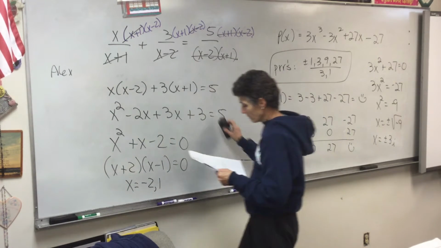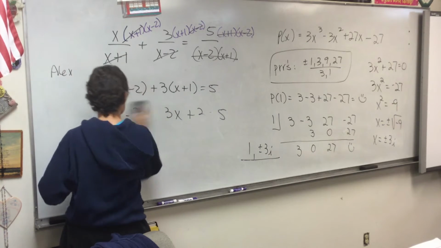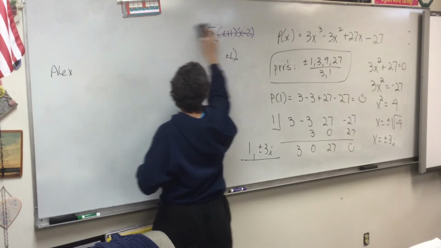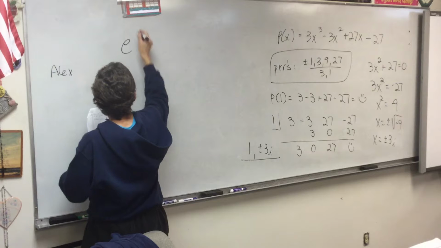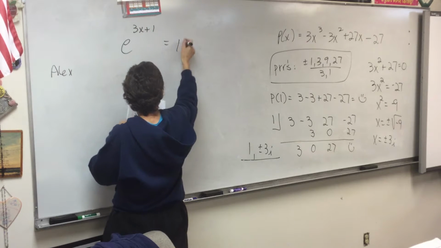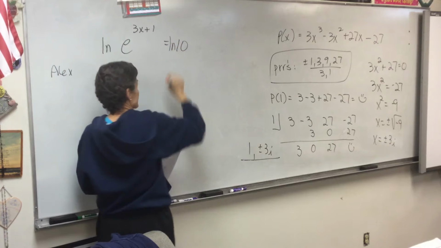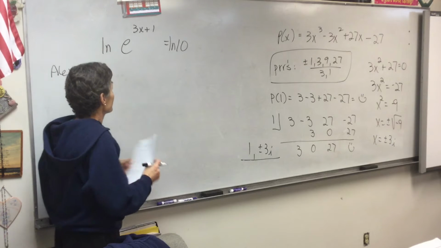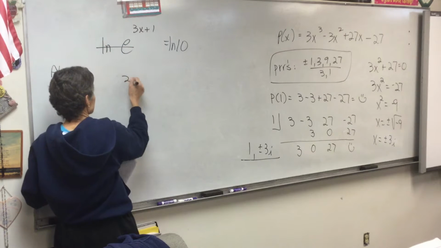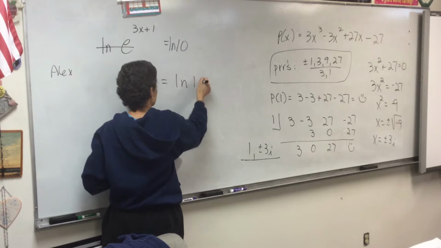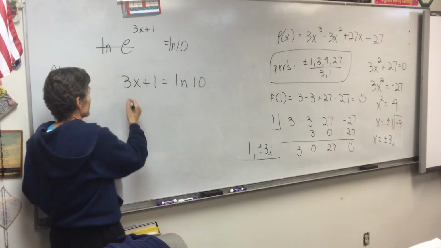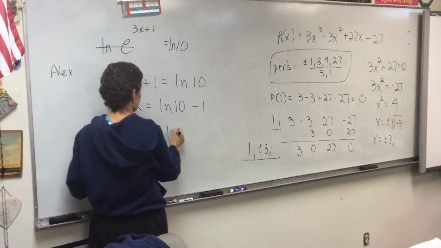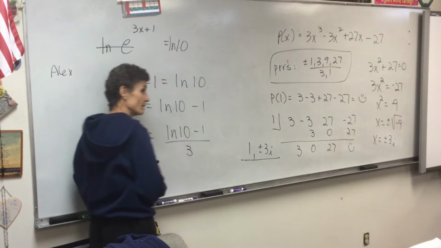All right, number 24. How do we solve an equation that looks like this? Take the natural log of both sides. X is in the exponent, so the only way to solve is to get the x down, and the only way to get the x down is to ln both sides, because this will cancel, and you'll be left with this. So 3x equals ln 10 minus 1, and x equals ln 10 minus 1 over 3.